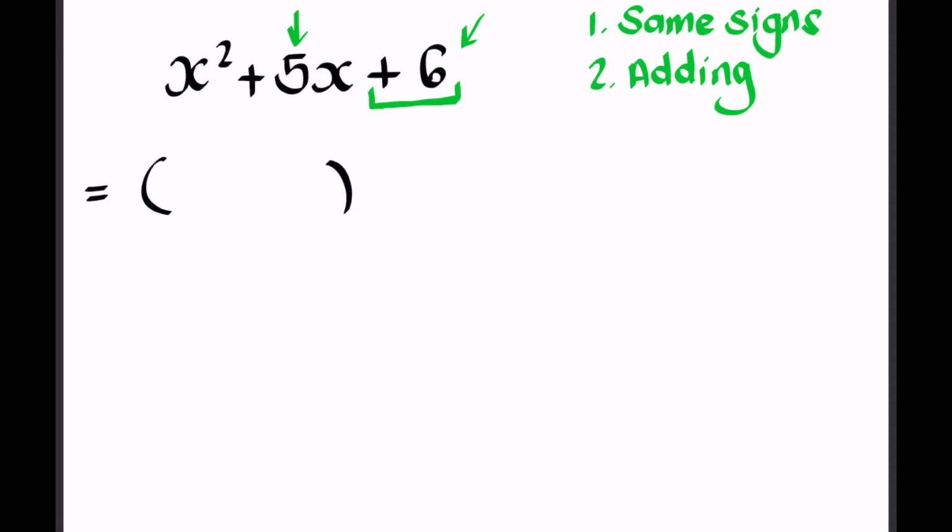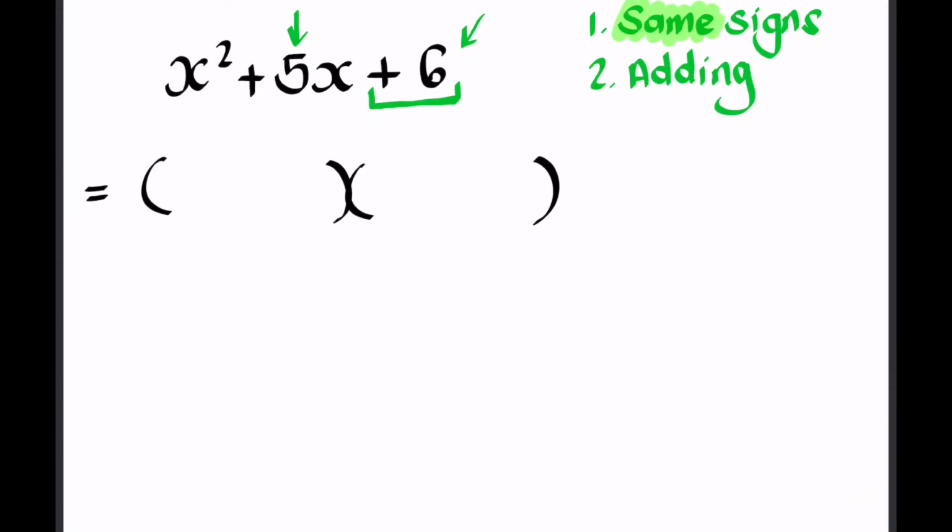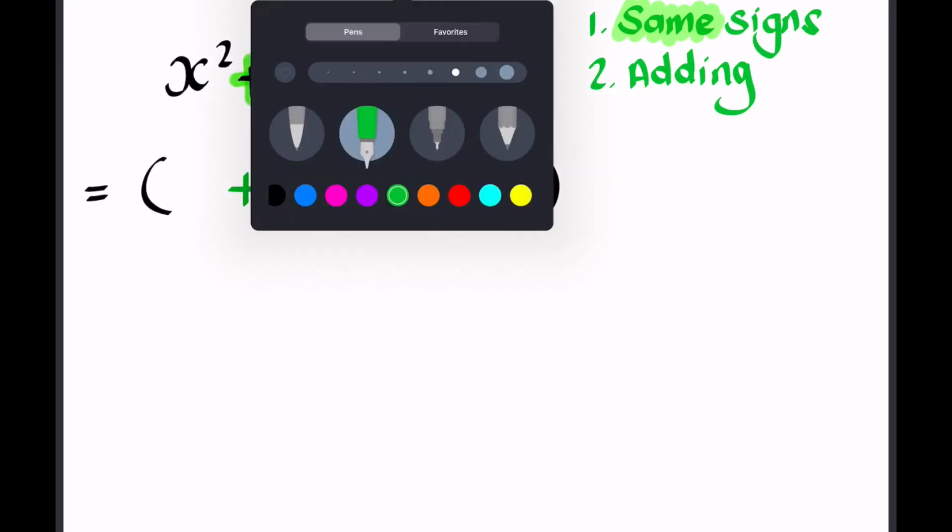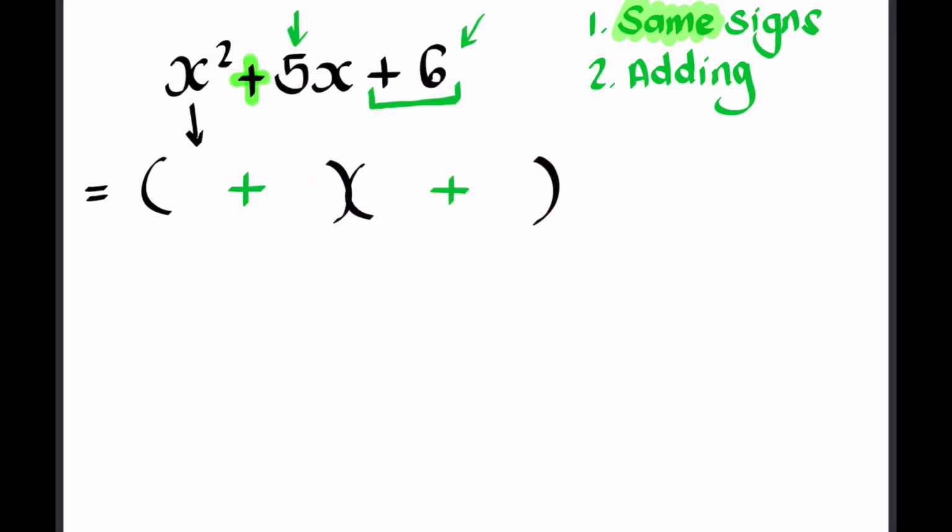So to factorize this trinomial, I'm going to have two brackets. Now, this same signs means that the signs are going to be the same inside the bracket. I need to know what the signs are going to be. So in order to know what the signs are going to be, I look at my middle term. My middle term is a positive, which means that both of the signs are going to be a positive. I take my x and I'm going to factorize my x into this bracket. So x squared becomes x and x.